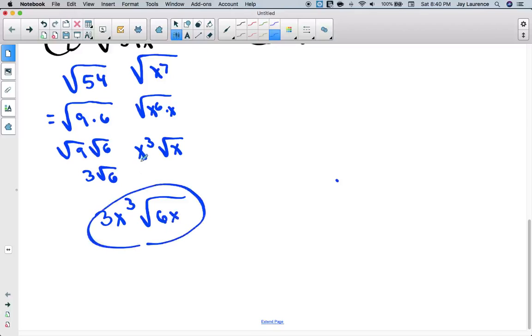Do you see how I put that together? The x cubed and the 3 were outside, so I've got them outside the rad. The 6 and the x were in the rad, so the 6 and the x are in the rad.